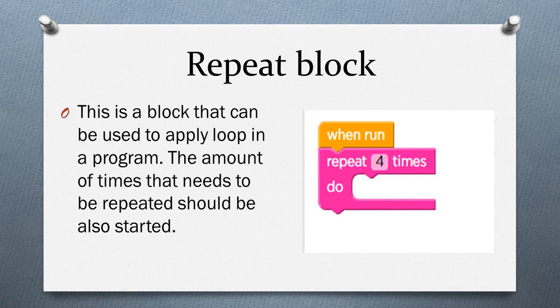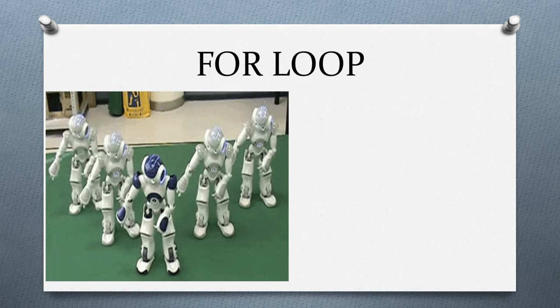Now we know that the repeat block is a block that is used to apply loop in the program. The amount of times that needs to be repeated is placed inside the repeat block where you see 4 now. You can just change it to whatever number of times that you need to repeat an action.